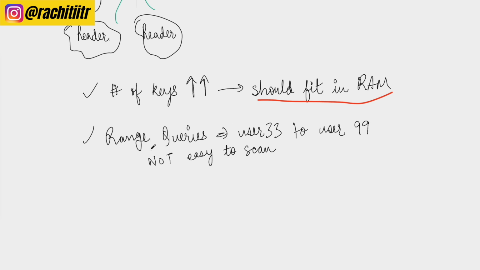Also, lastly, you can say that if you want to perform range queries, say I want to go through the bank statements of user 33 to user 99, well, we do not have any optimizations for range queries. It's something that B-trees do provide us. Scanning from nearby keys is quite easy in that case. So yeah, these are some things I wanted to discuss.